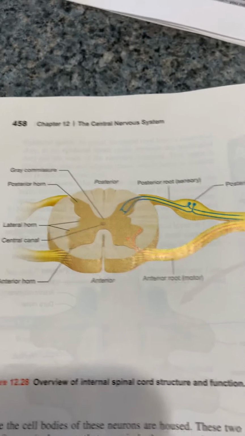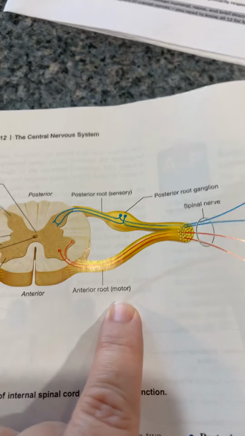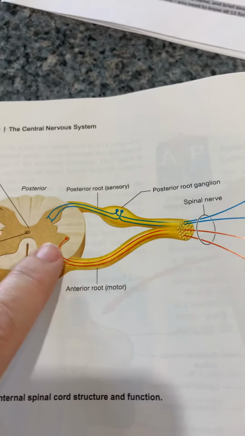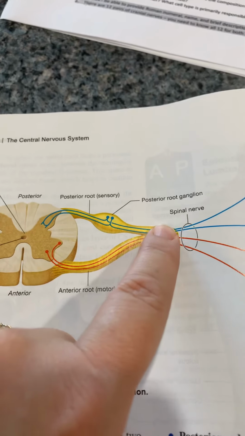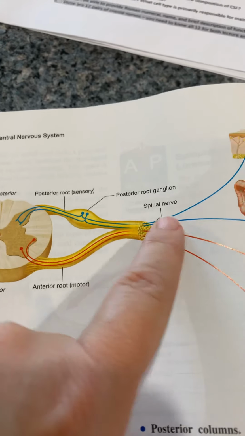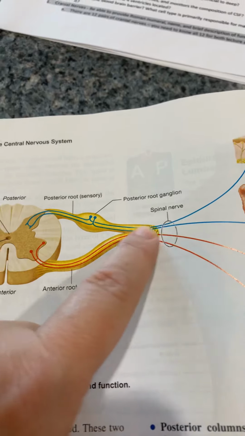And notice that over here, our anterior root is motor neurons, so they're leaving the cord, going out to their targets. The posterior root is sensory, so it's coming in and bringing information.